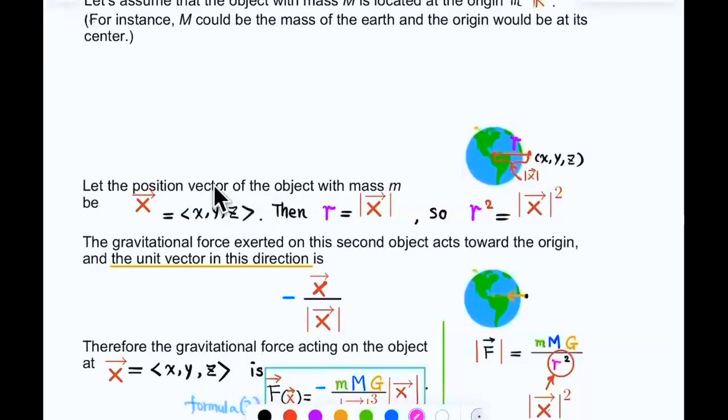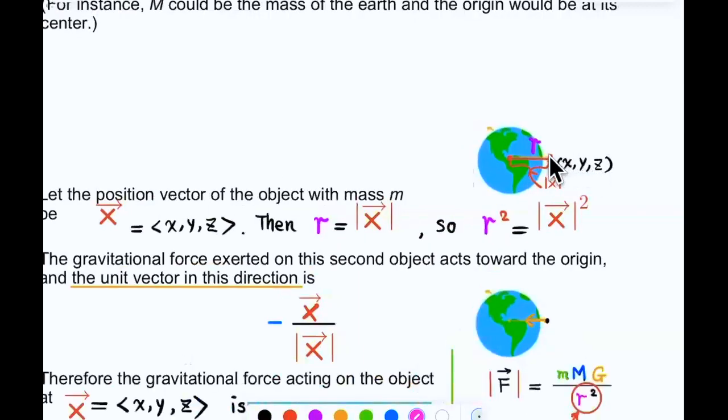Okay, let's learn some physics today. So we let the position vector of the object with mass m. Suppose this one here has mass big M, and think about that. This is in the center at the origin, right? And let the position vector of the object with small mass m be the position vector of a point. So think about this is the Earth. Think about you have an object in outer space, and it has this XYZ coordinate.